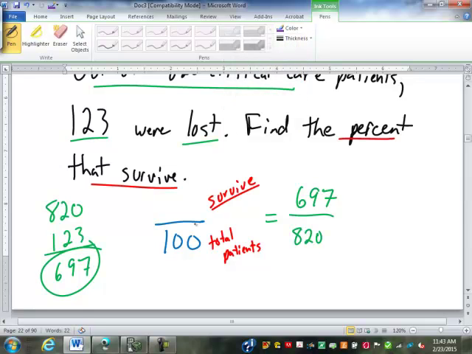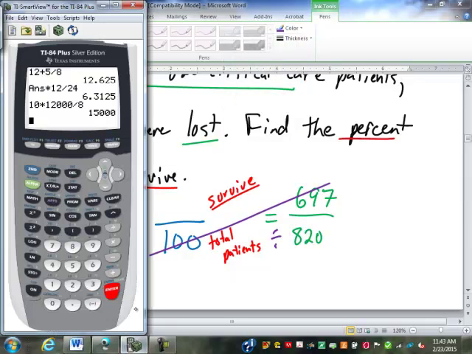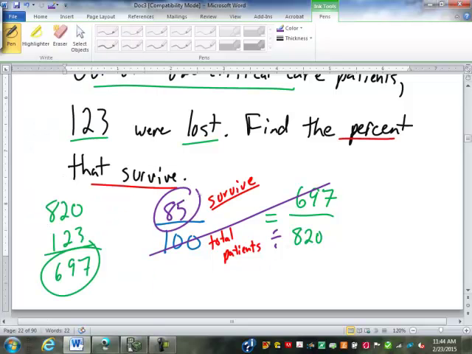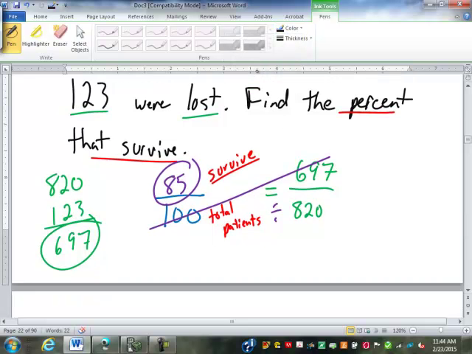We will now cross multiply and divide. 100 times 697 divided by 820 is 85. So 85% of the patients survive.